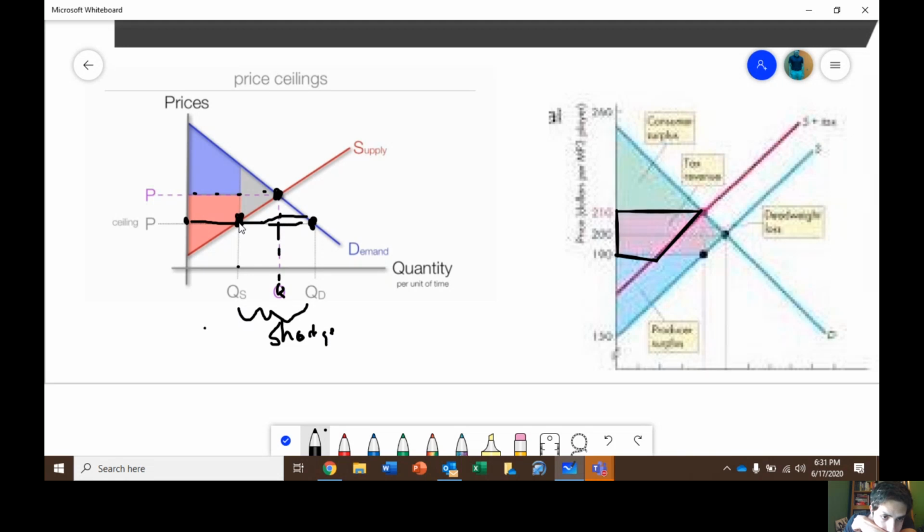So you get a lower price point and you get a higher quantity demanded, right? Because it's at a lower price point. You get a lower price point, but a higher quantity demanded, but now you have a shortage of goods. Okay, and so right here is deadweight loss. That's the efficiency lost to this government intervention.